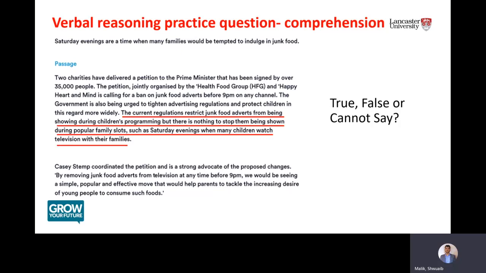And like I said, it's important to stick to the facts in verbal reasoning questions, and therefore the answer is cannot say, because without any further information given to us, we cannot determine for certain whether families would be tempted to indulge in junk food. And at the same time, there's nothing to say that they definitely don't, so the answer is not false. So the answer is cannot say. We need further information to fully determine whether the statement is true or false.